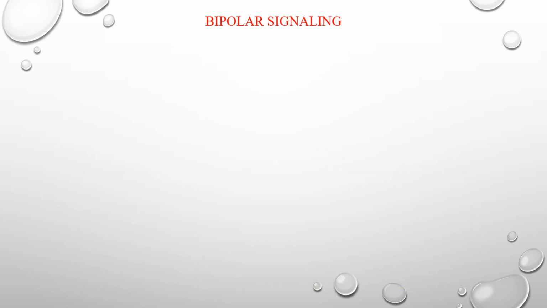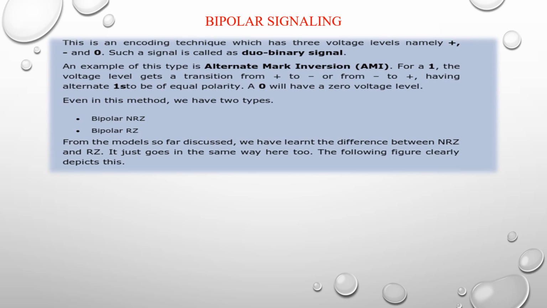Bipolar signaling is one of the line coding techniques. It is an encoding technique which has three voltage levels, namely positive, negative and 0. Such a signal is called a duobinary signal. An example of this type is alternate mark inversion, AMI. For a 1, the voltage level transitions from positive to negative or from negative to positive, having alternate ones with equal and opposite polarity. A 0 will have a 0 voltage level.